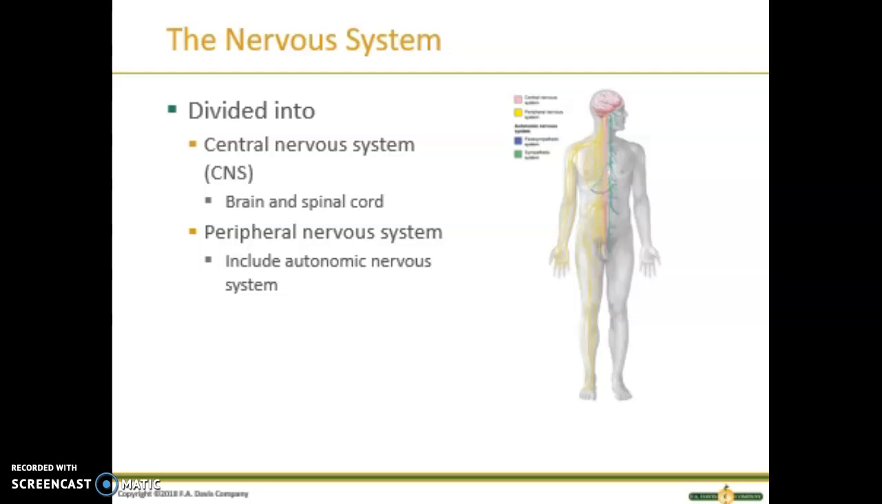Let's start by looking at the nervous system. So the brain processes information and tells the body how to respond. The nervous system is divided into the central nervous system, the CNS, and the peripheral nervous system, which includes the autonomic nervous system. The central nervous system includes the brain and spinal cord and contains billions of neurons that make communication and interaction possible between the brain and the rest of the body.